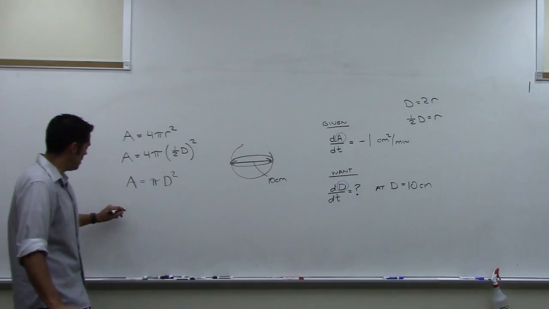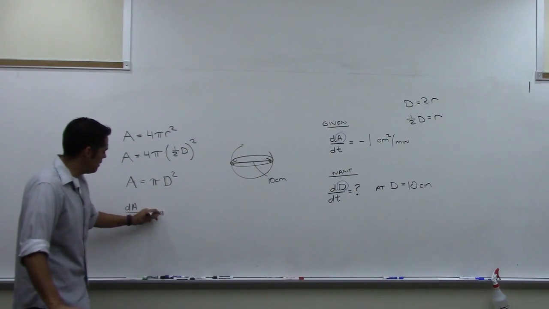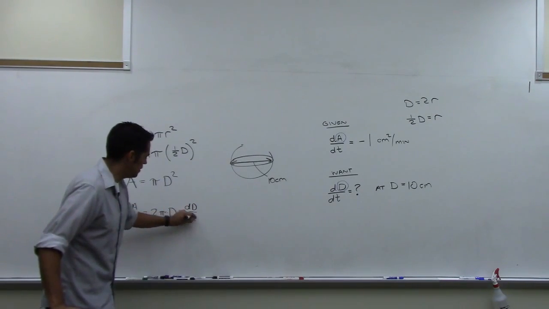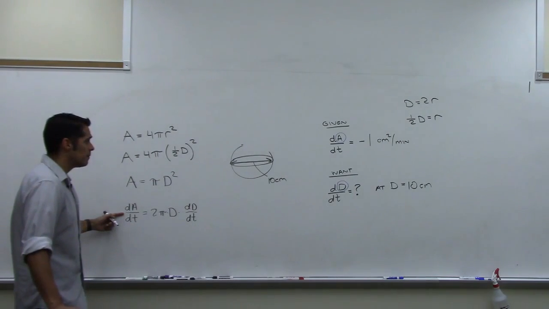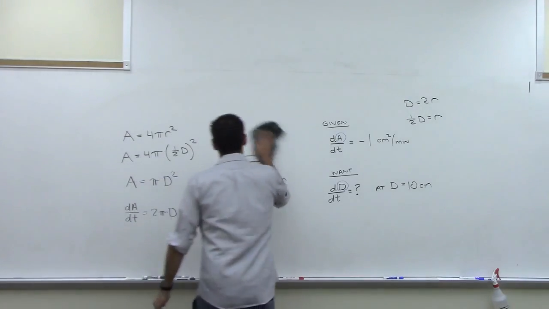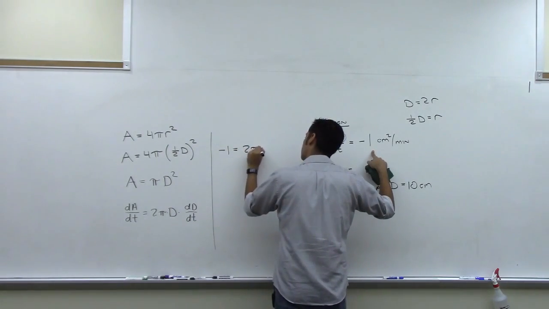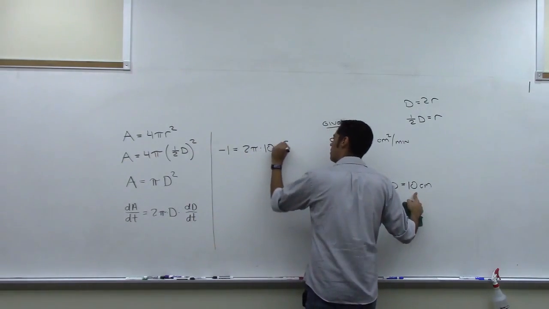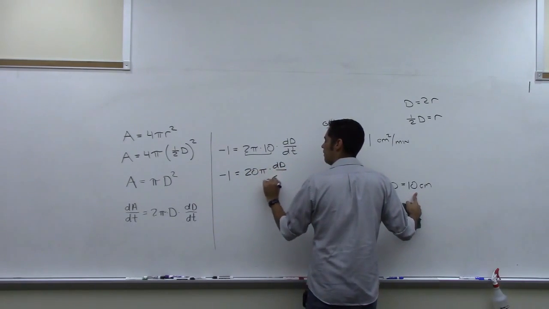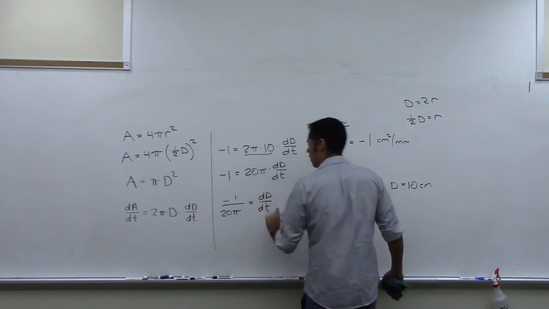I can differentiate that with respect to time now. So dA/dt equals, the pi is going to stay, the 2 is going to pop out, so 2 pi D to the first power times chain rule, the derivative of capital D with respect to time. dA/dt I'm given, capital D I'm given, 10, and dD/dt is what I want. So I have everything I need here. So let's rewrite it. Left side becomes -1 equals 2 pi times capital D, which was 10, and then times dD/dt. This is negative 1 equals, I'll just multiply those together, 20 pi dD/dt, and then divide through by 20 pi. So I have it, negative 1 over 20 pi.